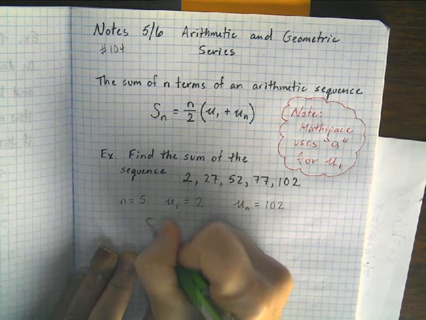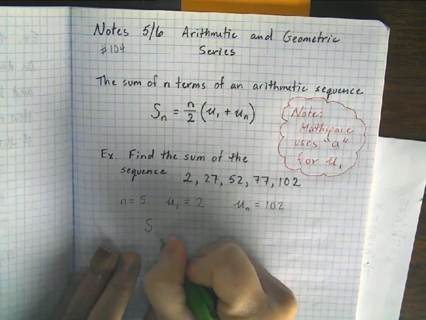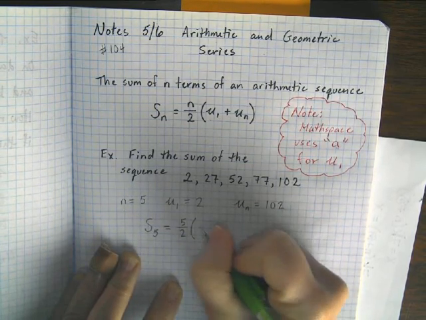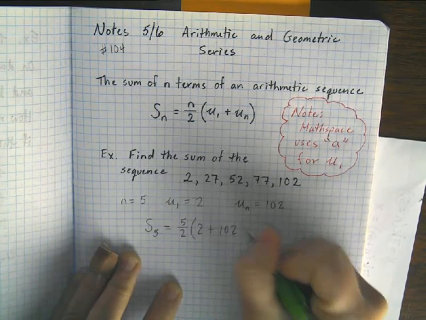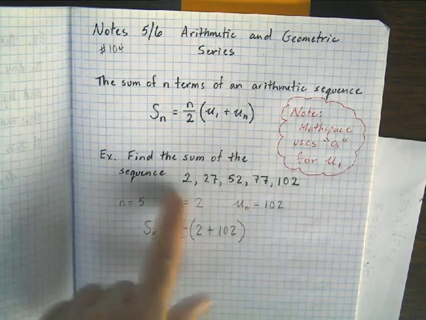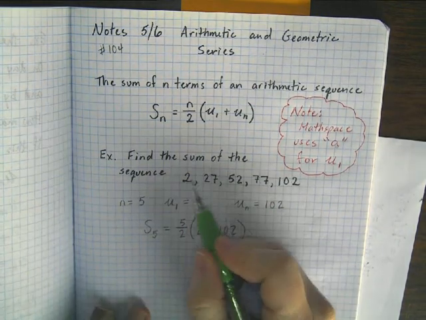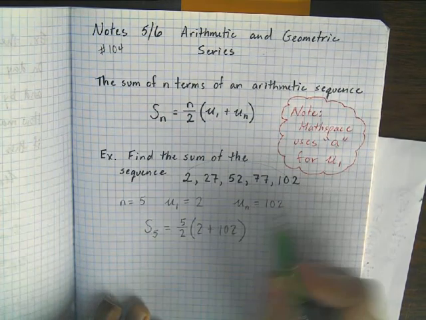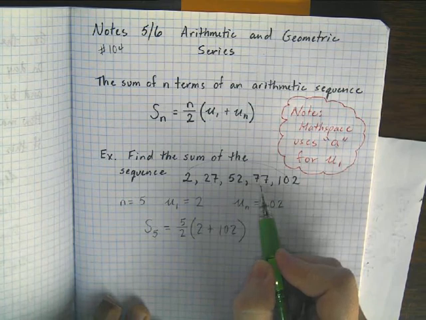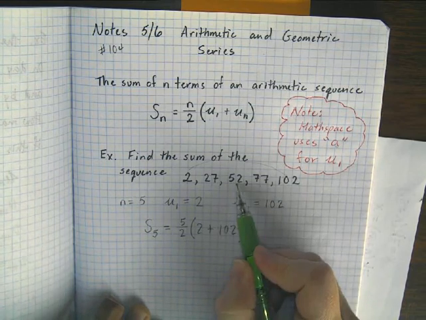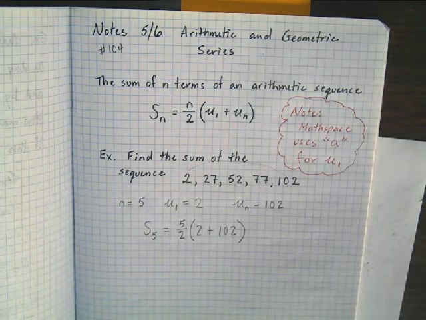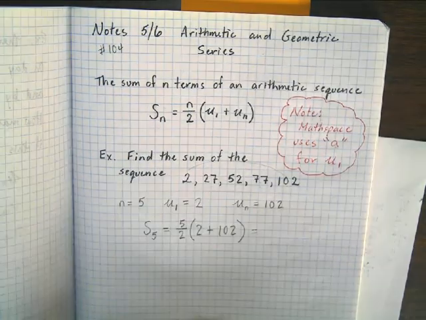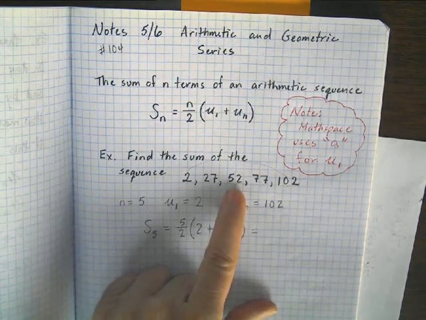So the sum of 5 terms, so n is 5, is equal to 5 over 2 times 2 plus 102. I wanted to do one that had an odd number because when we did the Gauss problem, we added the first and the last term. 2 plus 102 is 104, and 27 plus 77 would also be 104. But then this one doesn't have a pair, but guess what? It doesn't matter. It still works. Okay, so the formula still works. Basically, you could just add this to itself, and you'd get 104, right? 52 plus 52 is also 104.